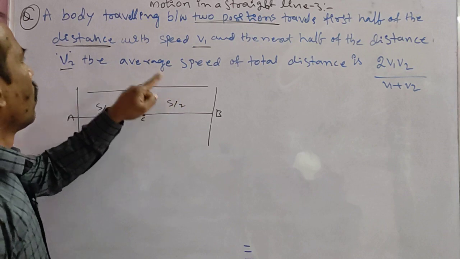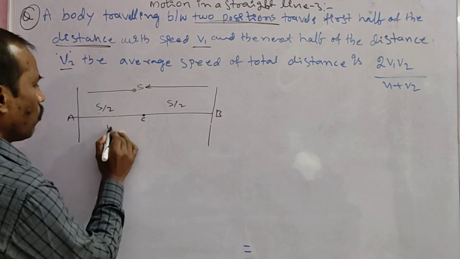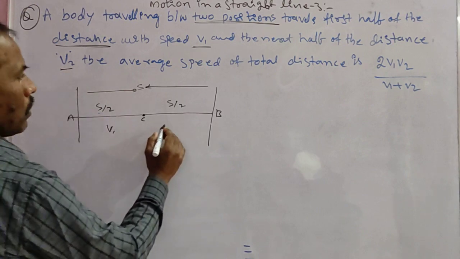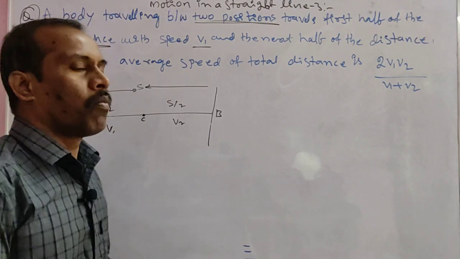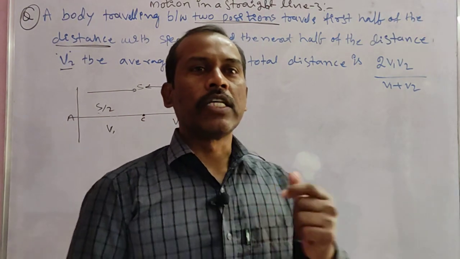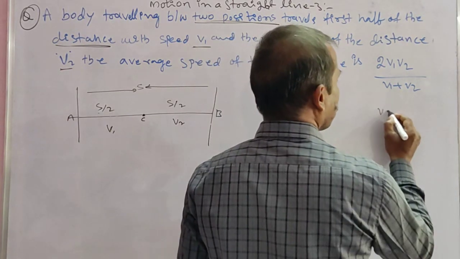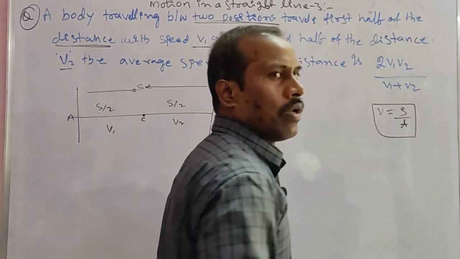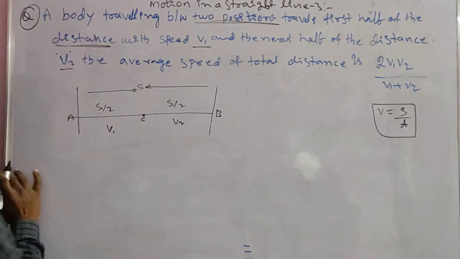The first half of the distance is traveled with speed v1, and the next half of the distance with speed v2. Now find the average speed of the particle. The formula is velocity equals displacement by time. This is the velocity, time, displacement relation.